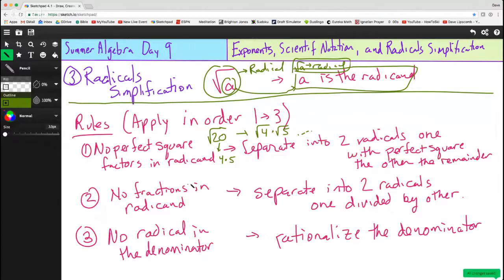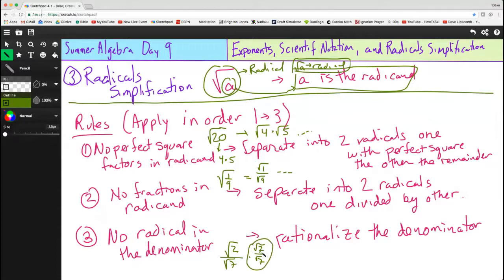Similarly, if we have a fraction in the radicand, like here, 1/9 is the radicand, so we need to separate that into 2 radicals, one divided by the other. Square root of 1 divided by the square root of 9. So that's how we separate, and then we go on from there. Finally, there's no radical in the denominator. An example of that would be the square root of 2 over the square root of 7. Well, here we're going to have to rationalize the denominator by multiplying the top and bottom, the numerator and denominator, by the square root of 7.